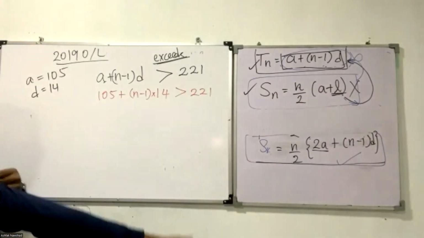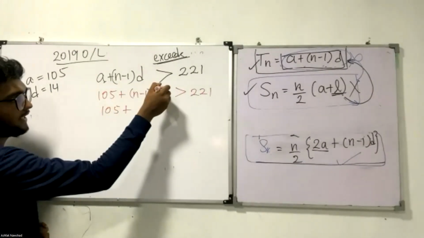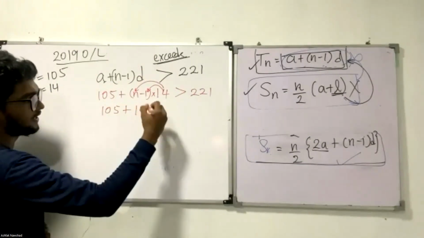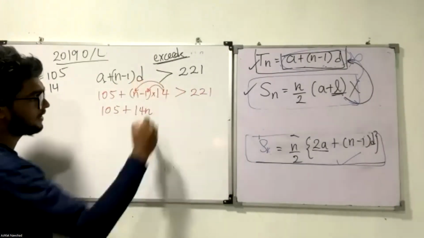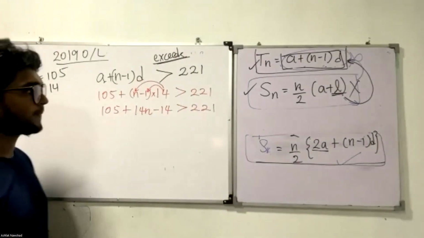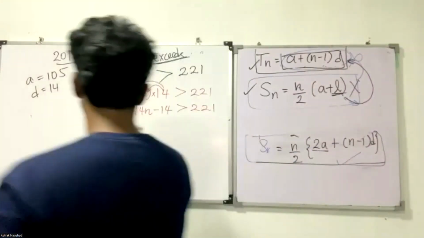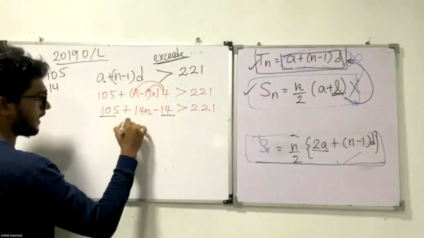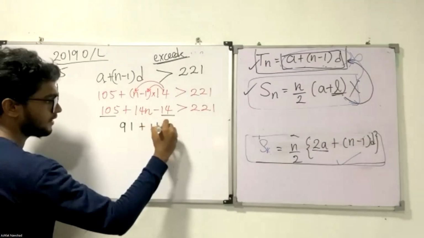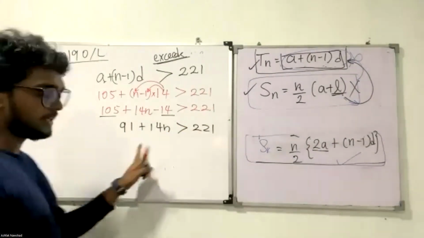Let's expand this. 105 plus, see, 14 gets distributed. 14 times n is 14n. 14 times minus 1 is minus 14, greater than 221. So we have to simplify. 105 minus 14 is 91. I'm going to write 91 plus 14n greater than 221. Is this clear?